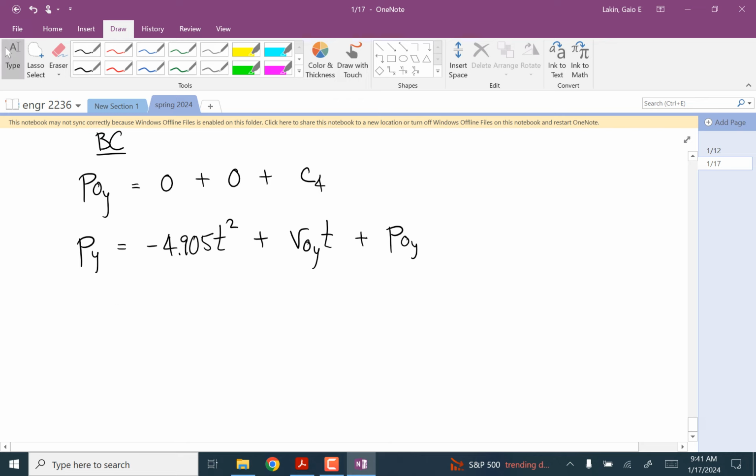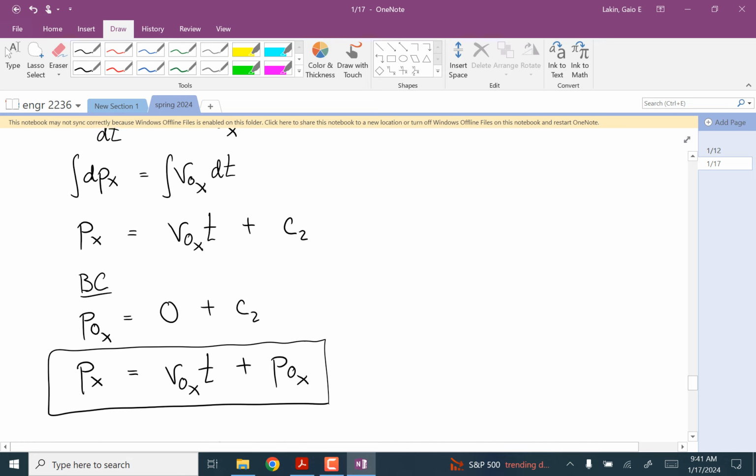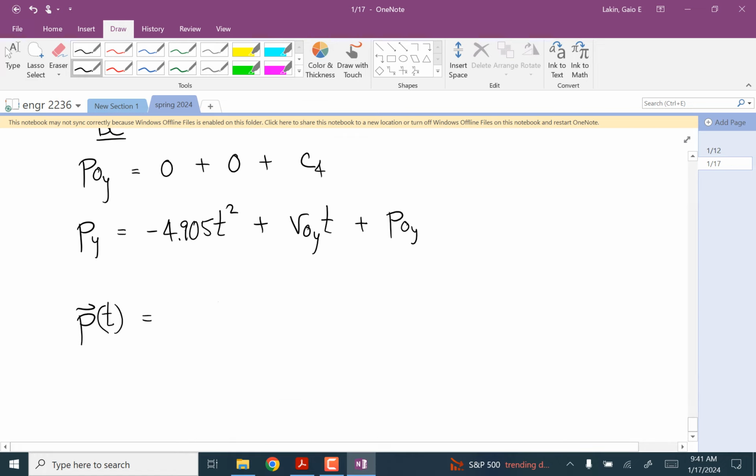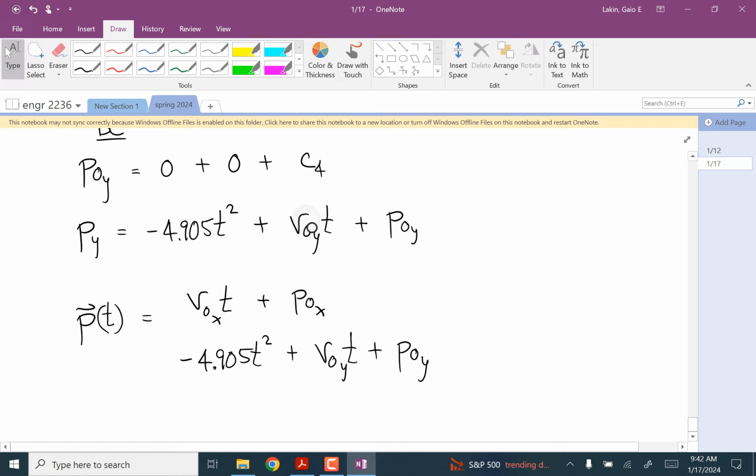And then if you want to put it all together, that means that the position vector as a function of time is equal to V0x t plus P0x. And then the y component is negative 4.905 T squared plus V0Y T plus P0Y.